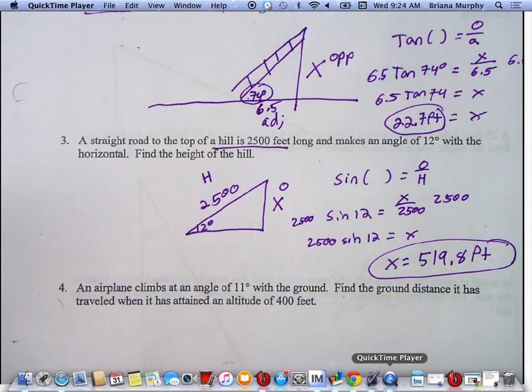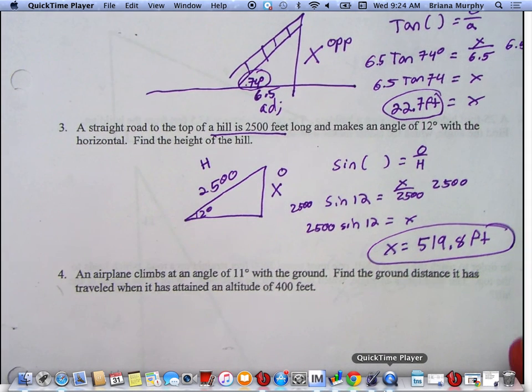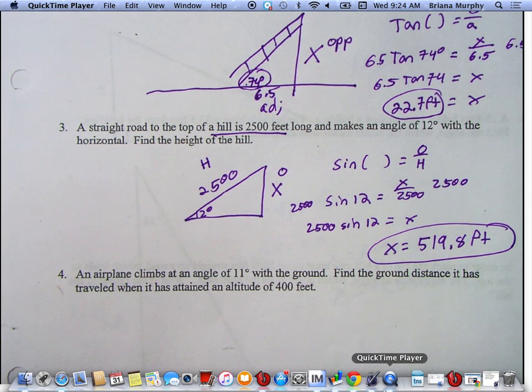Okay. All right, for the next one, I want you to do these three things. I want you to label it with the angle and the feet that it gives you. I want you to label it opposite, adjacent, or hypotenuse, whatever it is. And then I want you to pick the trig function, sine, cosine, or tangent. You ready? You don't have to solve it, but you have to do everything else.